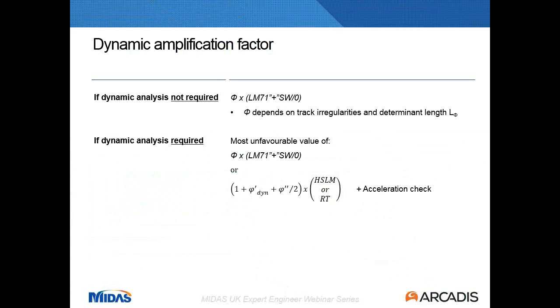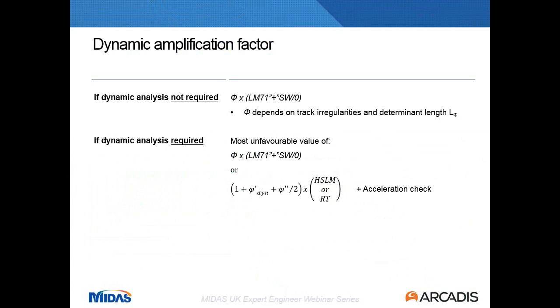That is a value that you can derive basically with parameters of track irregularities and a determinant length that depends on the element that you are checking. If you're checking the main girders, it will have a determinant length. If you're checking some cross members, it will have another determinant length. And with that, you're able to design your bridge without having to do any dynamic analysis.